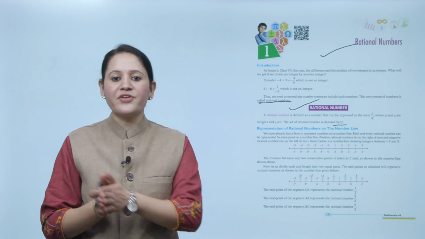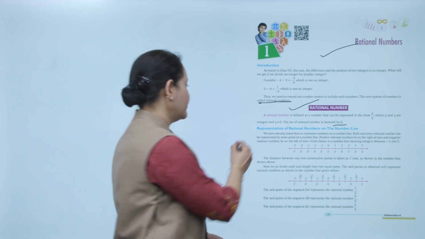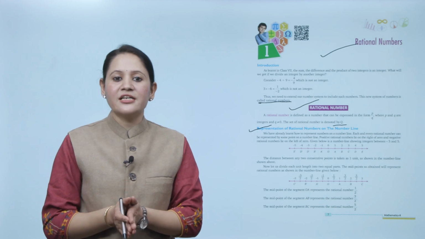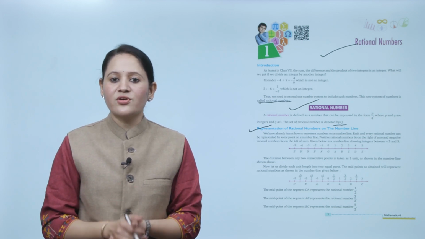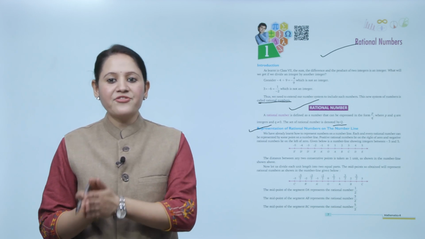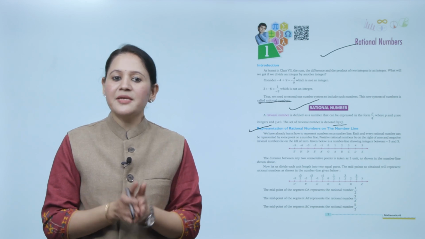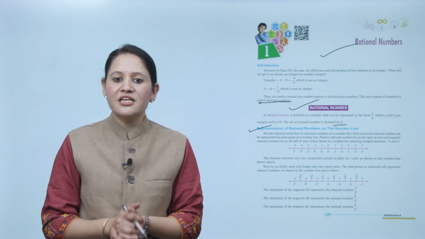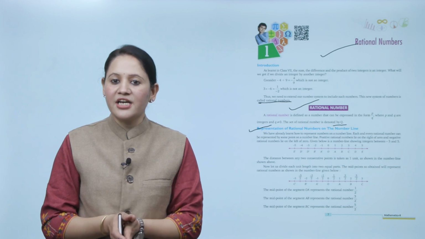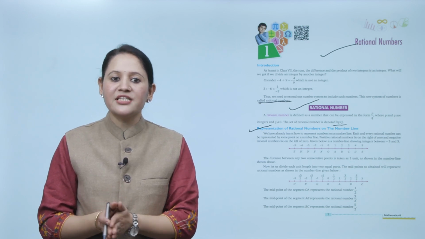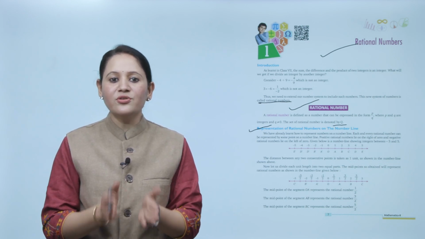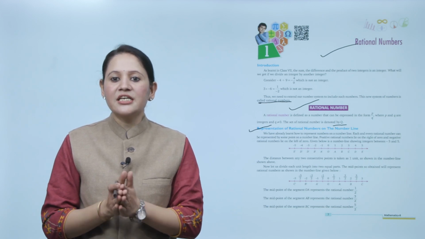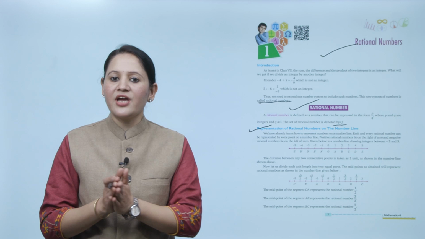Next, representation of rational numbers on the number line. We have already learned how to represent numbers on the number line. Each and every rational number can be represented by some point on the number line. Positive rational numbers lie on the right of 0 and the negative rational numbers lie on the left of 0. Given below is a number line showing the integers between minus 5 and 5.